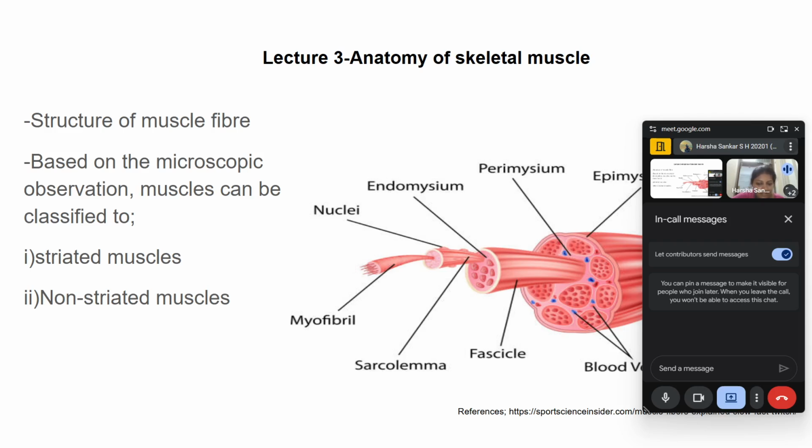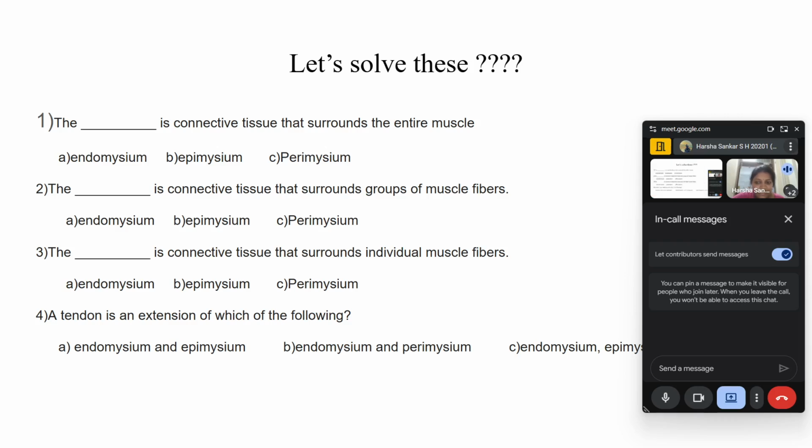And the third question is, if we are looking at the individual muscle fibers, what is the connective tissue that surrounds individual muscle fibers? Is it endomysium, epimysium, or perimysium? What will be the correct answer? Since we already know, yes, the correct answer is endomysium.